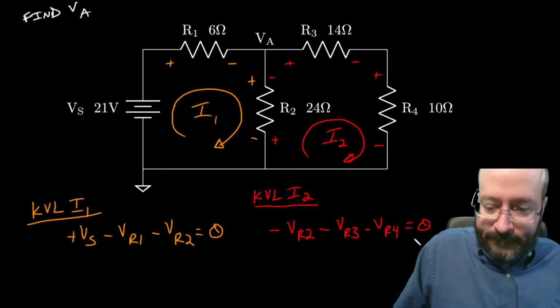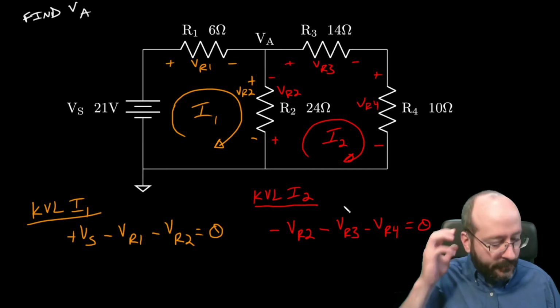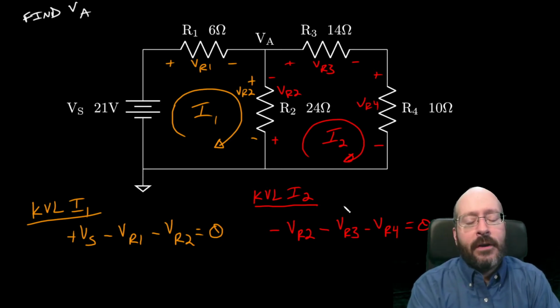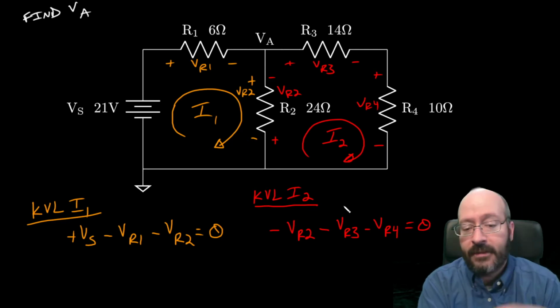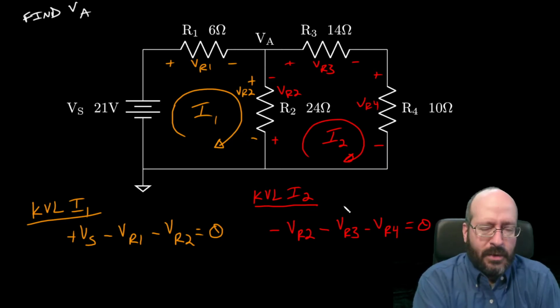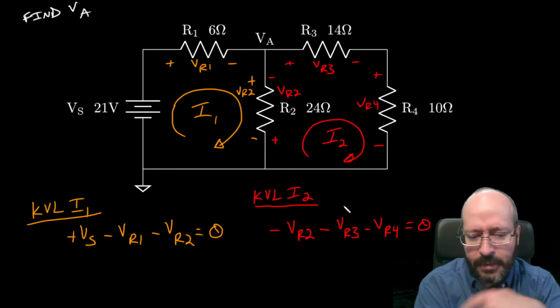Okay, maybe I could label those two. This is VR1, VR2, VR3, and VR4. All right, next step, step 3. We are going to use Ohm's law to write expressions for these voltages, where applicable for the passive elements, and we're going to plug those in.